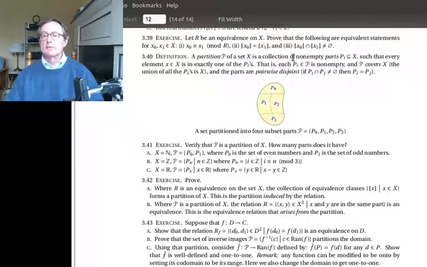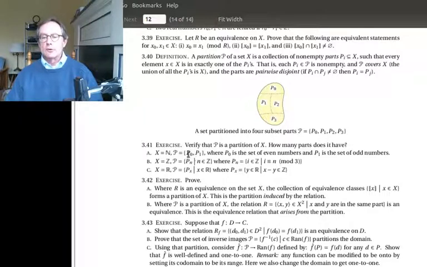It says verify that script P is a partition. So of course I'm going to have to go through the requirements in the definition. Then it says how many parts does it have, so I'm going to have to understand how it divides the universe up into the different pieces. So A: the X is all natural numbers. This bean is supposed to be all natural numbers. Inside the bean is every natural number, 0, 1, 2, 3, etc. And script P consists of two things, P0 and P1.